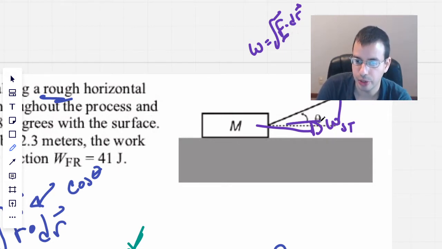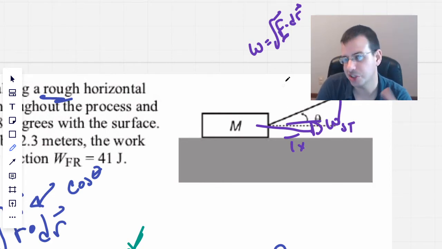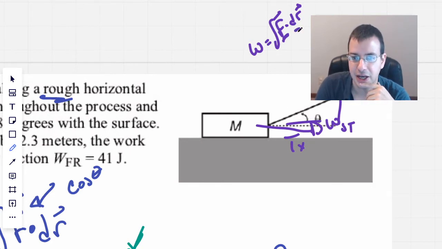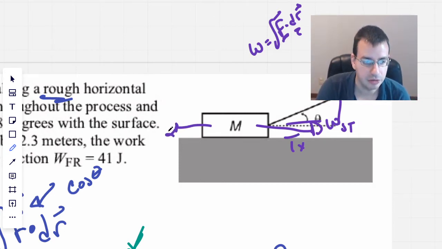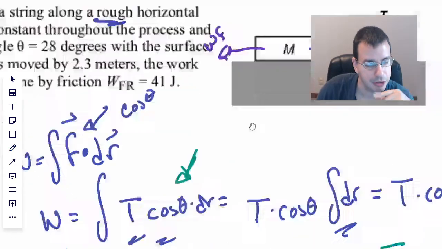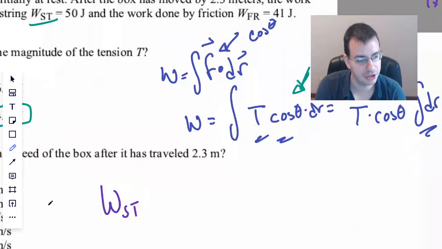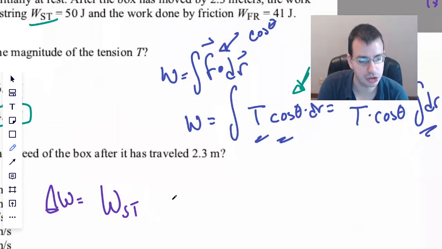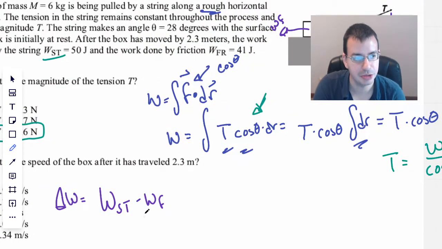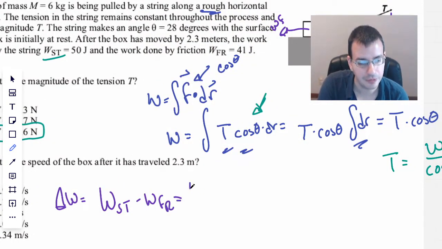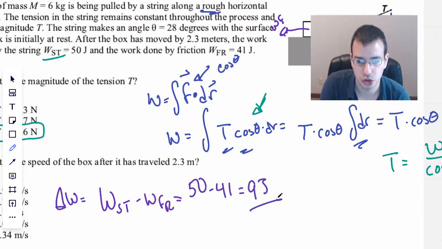So tension x, which is force in this case, times dr. So it is going to be to the right. It's not going to be up. Work is going to be to the right. They're going to have work friction going backwards, and they're going to oppose each other. So our total work, I'll write this as delta W, will be work string minus work friction, which is 50 minus 41, which equals 9 joules.